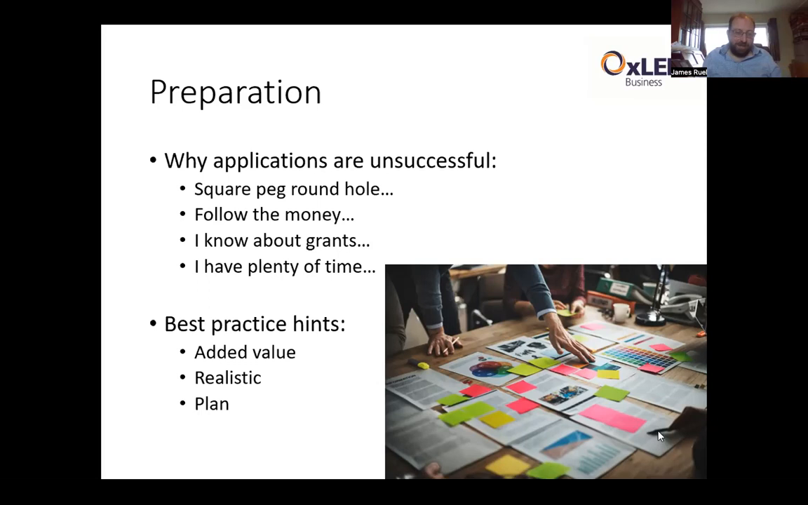So it is always best to be realistic in what you undertake and what you say you will be able to deliver and the impact that it will have. And a critical best practice hint is to plan this. Plan your grant application almost as if you were doing a mini project. Think about when you need to do things so you don't run out of time. Make sure that you build in some time to look at the guidance. So think through and plan how you're going to do your grant application.